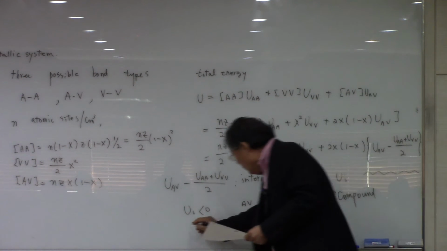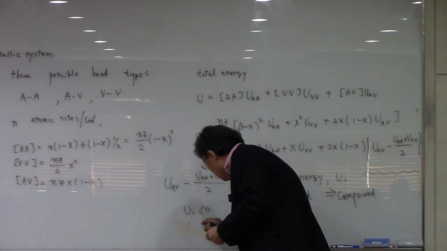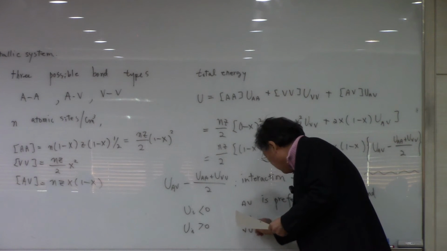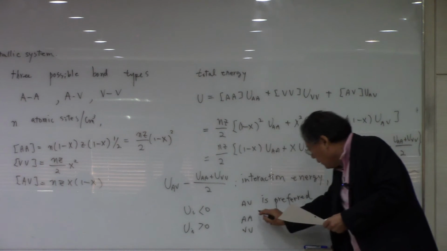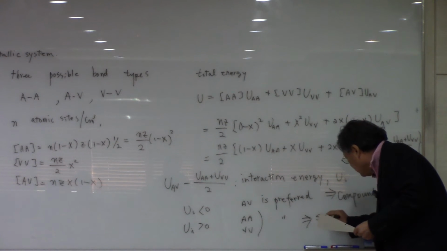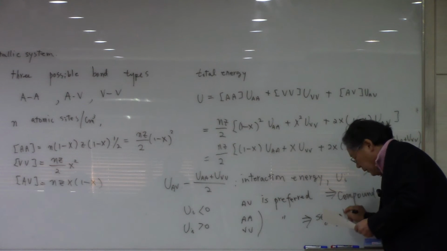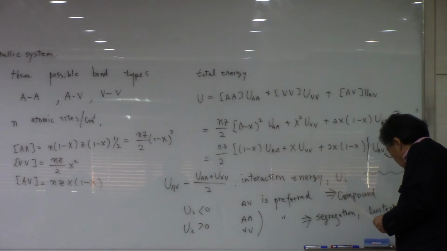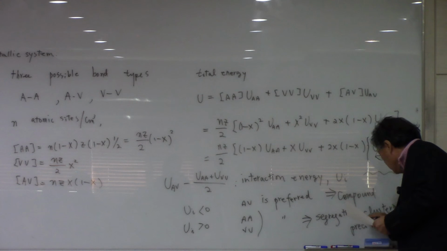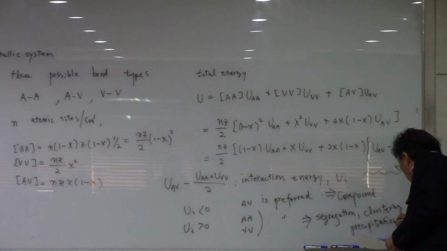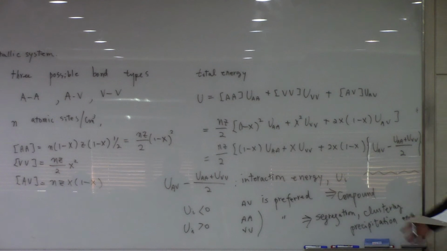Okay? But if UI is greater than 0, that means AA or VV is preferable. That means segregation, clustering, precipitation, things like this. This kind of thing will happen, okay?